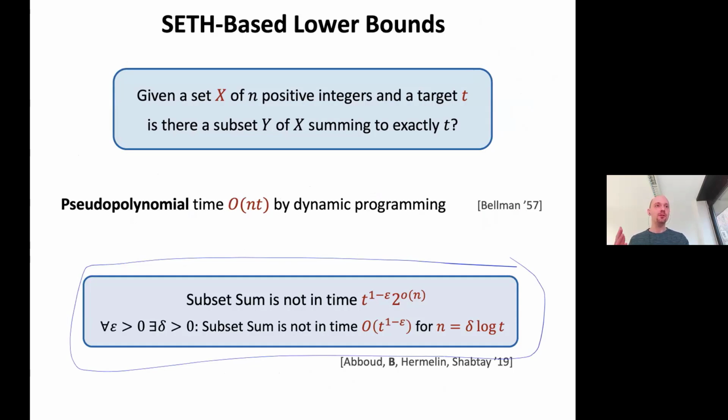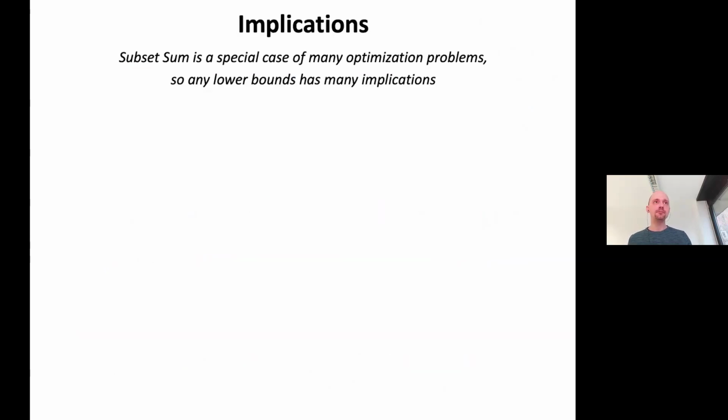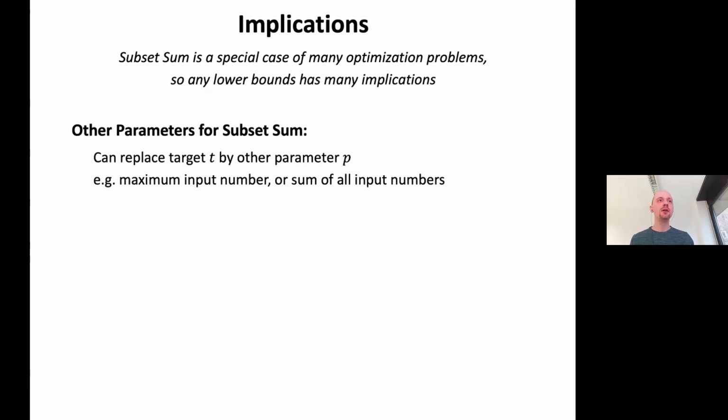Good. So we know that subset sum is in time n times t. It's not in time sublinear in t. If you want sublinear in t, you need to pay an exponential factor in n. Now, subset sum is a special case of lots of other optimization problems. So as soon as you get a lower bound for subset sum, you get a lower bound for many other problems.